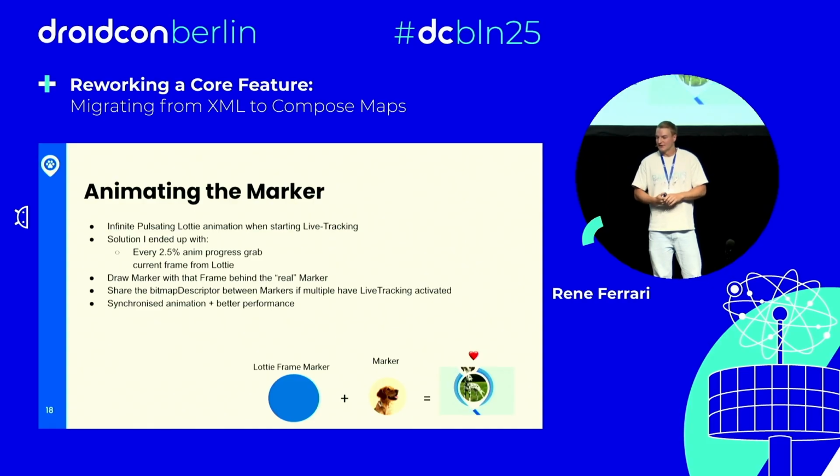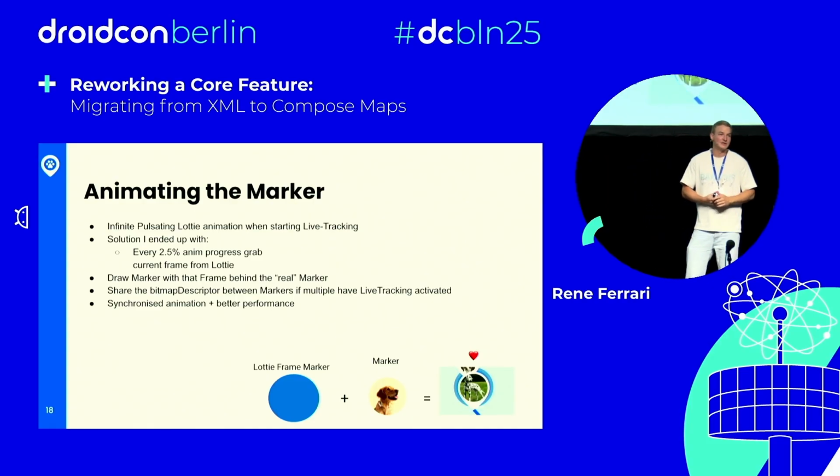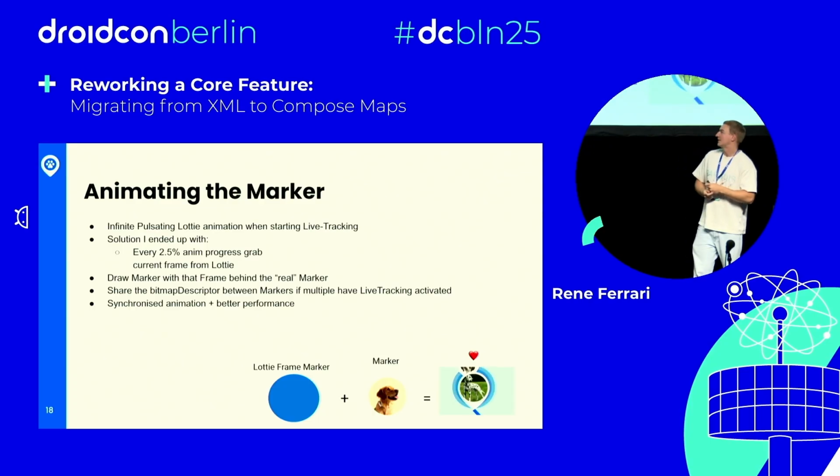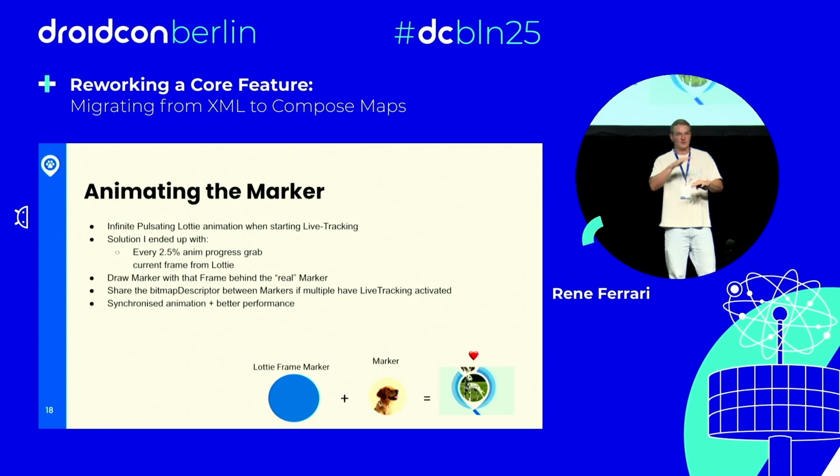Then the trickiest part was animating the marker. Again, we used this animation you can see in the GIF, and it's a Lottie animation. I struggled with that for a while, but ultimately I came up with the now working solution by basically running the animation, and every 2.5%, I would grab the current frame from the Lottie animation, the bitmap descriptor, and I would draw this on a separate marker behind the marker that holds the content. So the Lottie frame marker you can see in the slide, that's actually the background marker on the same position, just with a lower z-index. And on top of it, I draw the regular marker.